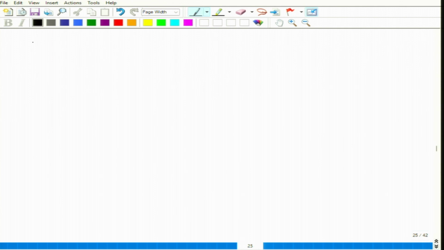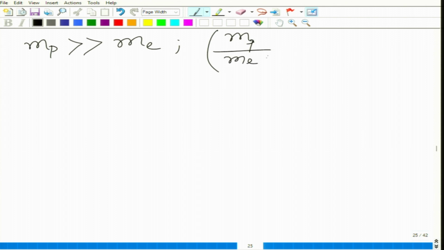So what do we see? That the mass of proton is very large as compared to the mass of electron. When calculated, it was observed that mass of proton by mass of electron equals 1836. That is, the mass of proton is 1836 times bigger than the mass of electron.